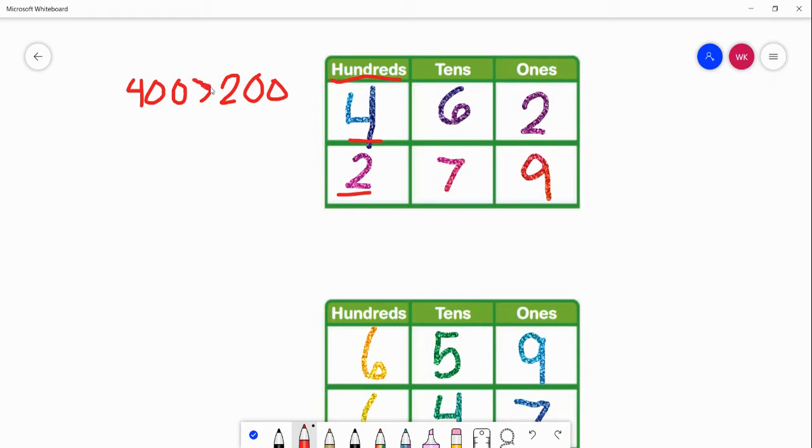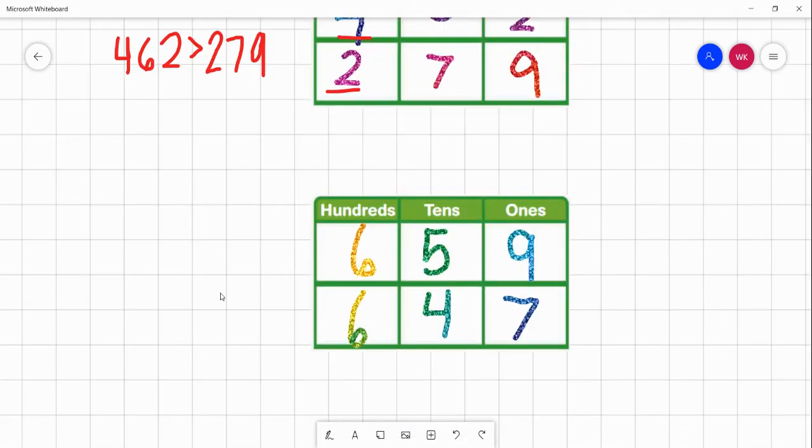Do you see how I put that greater than sign? The little monster, or the crocodile, is eating that bigger number. So if you know 400 is greater than 200, then you know our whole number, 462, is greater than 279. All we had to do on that one was look in the hundreds place, and we didn't have to go to our tens place because 4 was greater than 2 in that situation. All right, let's go to our next one.